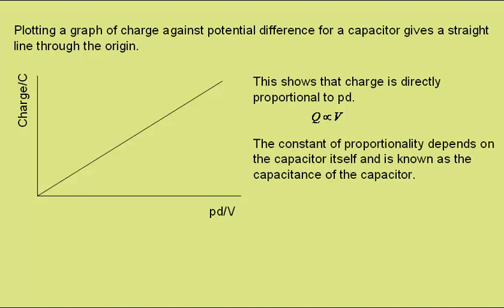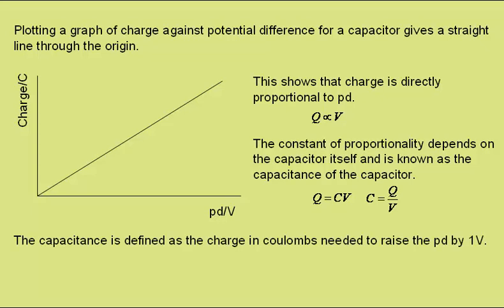The constant of proportionality depends on the capacitor itself, and this is known as the capacitance of the capacitor. And this is given the symbol capital C. So we get that C, the capacitance, is equal to the charge Q in coulombs over the potential difference V in volts. The capacitance is defined, therefore, as the charge in coulombs that is needed to raise the potential difference across the capacitor by 1 volt.